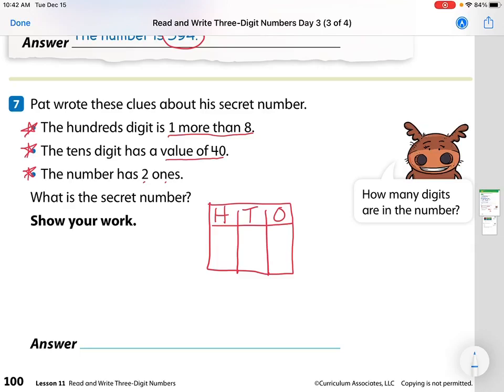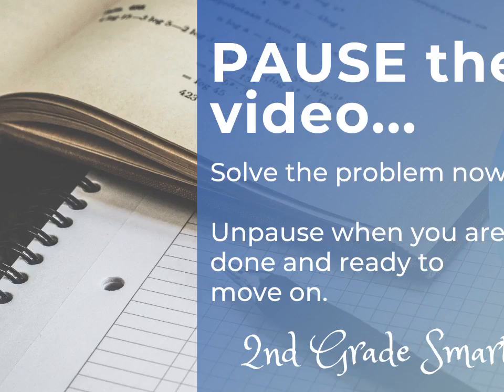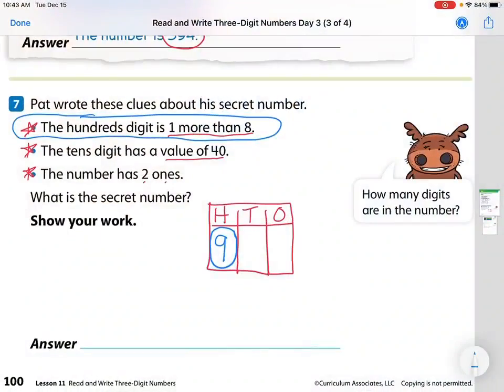So the first one we're going to do is this first clue right here. I'm going to circle it. The hundreds digit is 1 more than 8. So that is your clue. Here's where you're going to write your hundreds digit. We need a number that is 1 more than 8. Pause the video and write your answer in that circle. All right, I hope that you knew that the hundreds digit was going to be the digit 9 because 9 is one more than 8. Let's move on to the next one.